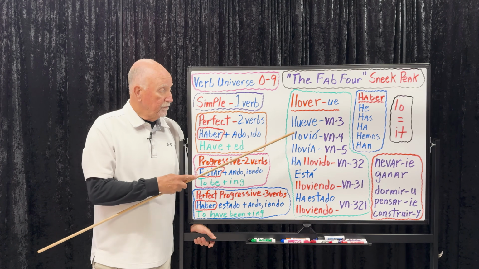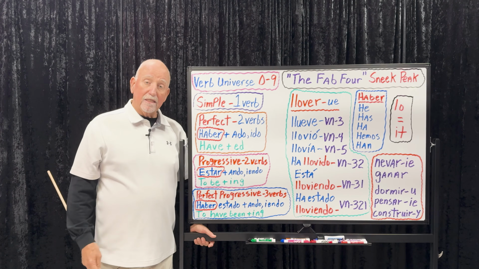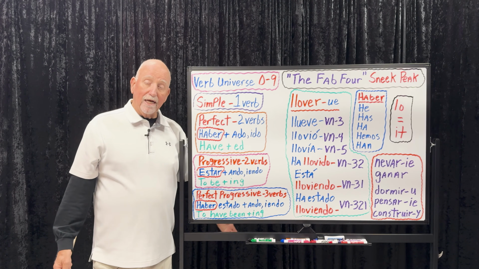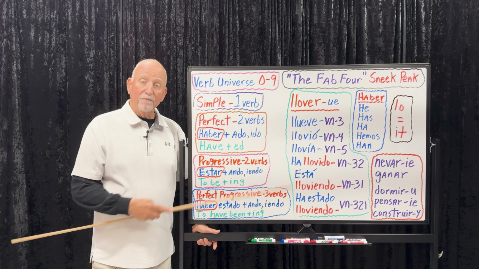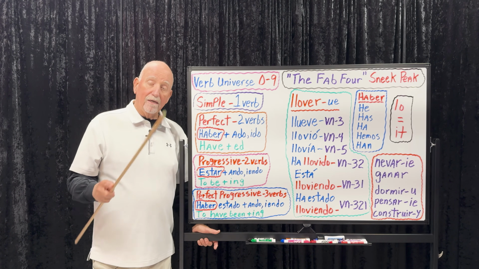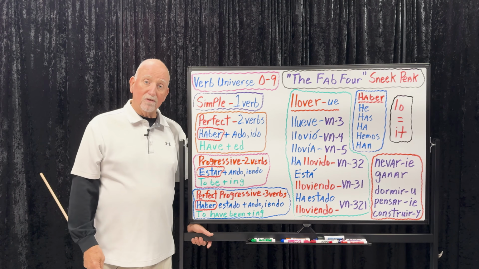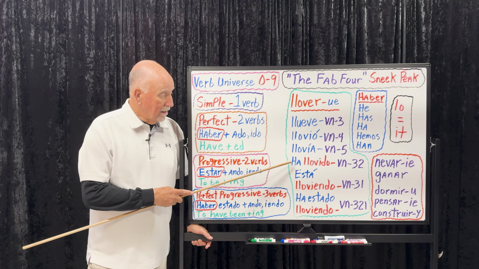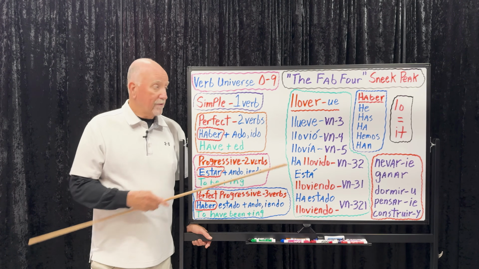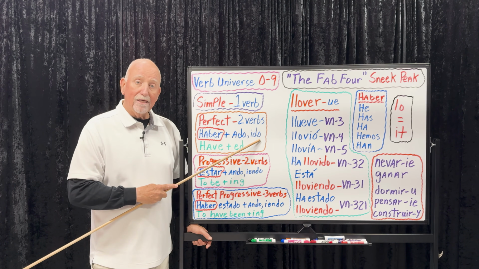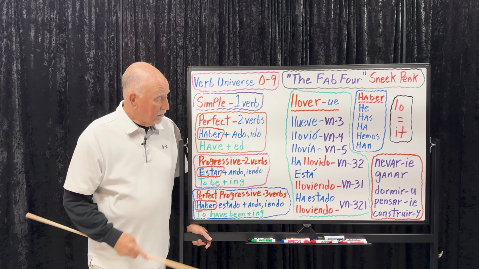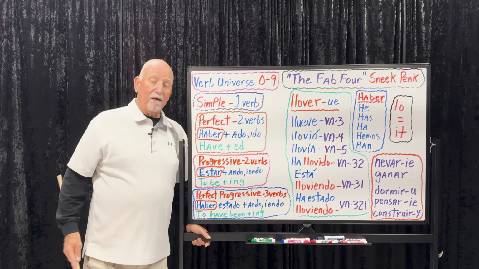Duermo mucho. Preterite, I slept a lot, dormí, with an accent on the i. Dormí mucho. I used to sleep a lot, antes dormía mucho. Accent on the i. Antes dormía mucho. Okay. I have slept a lot. Okay. I have is he. Dormido. He dormido mucho.